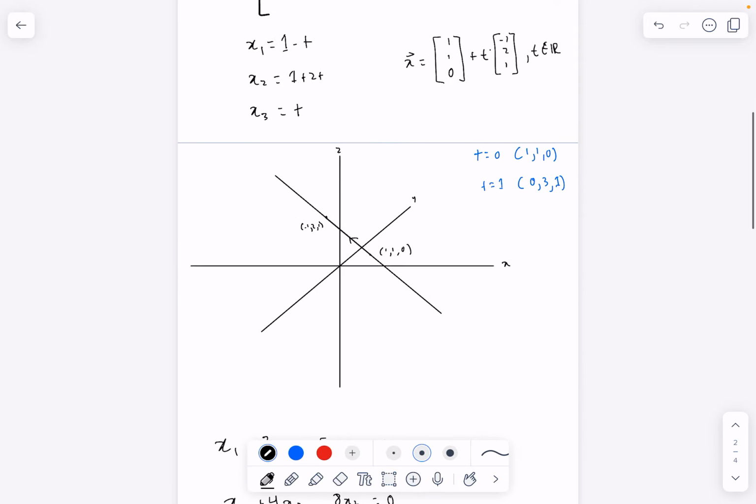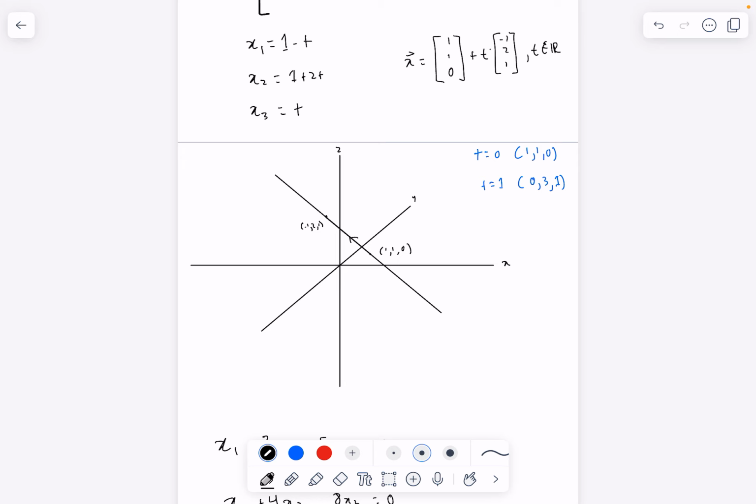So, this solution describes a line in 3D space. It passes through the point (1, 1, 0), and moves in the direction of the vector (-1, 2, 1). Each value of t gives a point on the line. When t equals 0, we get (1, 1, 0), and when t equals 1, we move to (0, 3, 1), and so on.